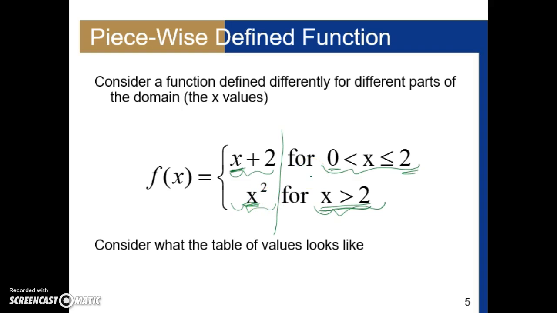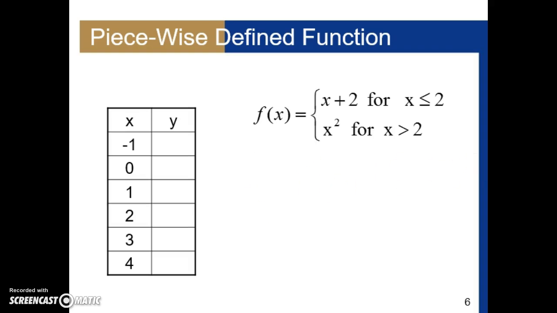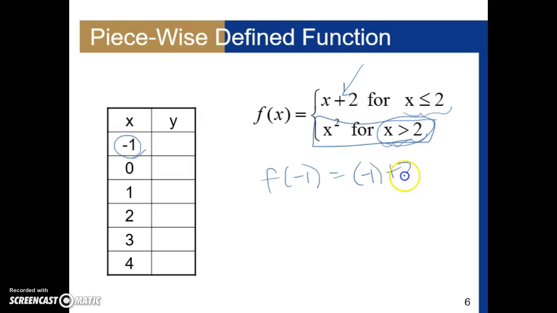So let's look at a table of values and see how we might fill that table out. Here are our x and y values. When x is -1, for a piecewise defined function, I have to worry about which piece of the domain I'm going to plug that x value into. -1 is not included in this piece, so I can't plug it in there. I need to plug it into this piece. So f of -1 is going to look like -1 plus 2. That would be an output of 1.